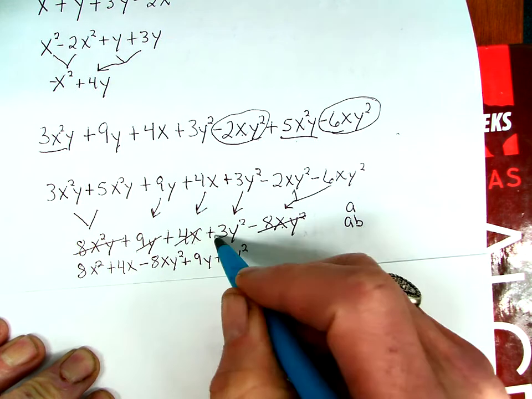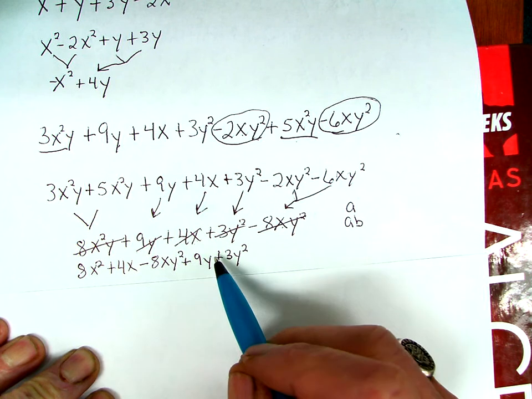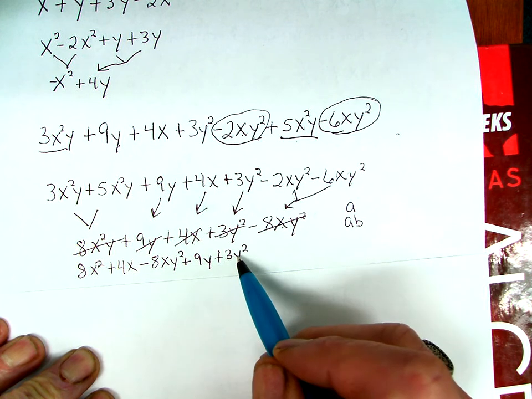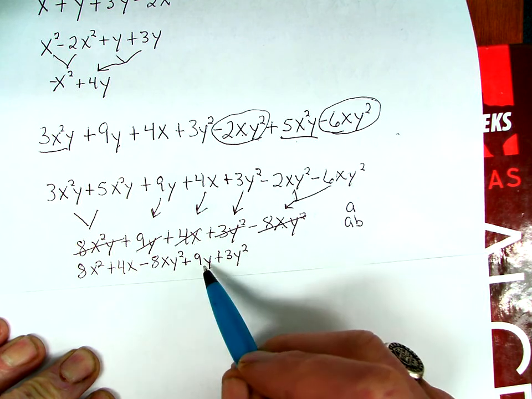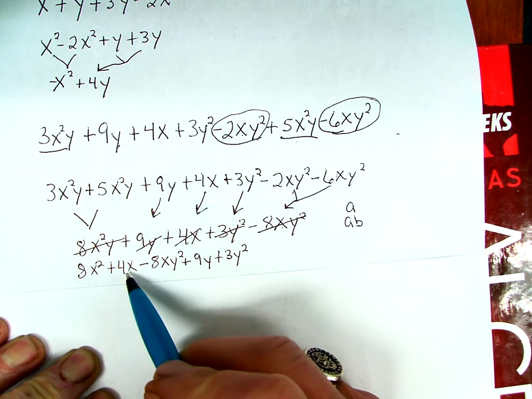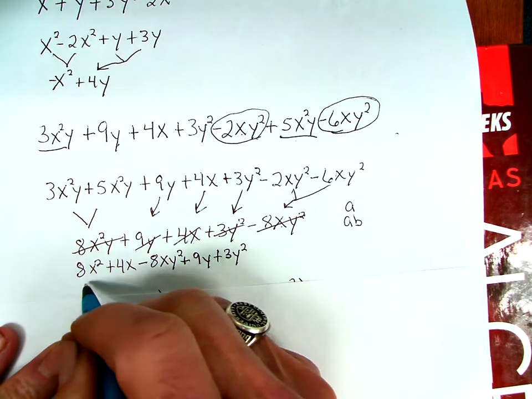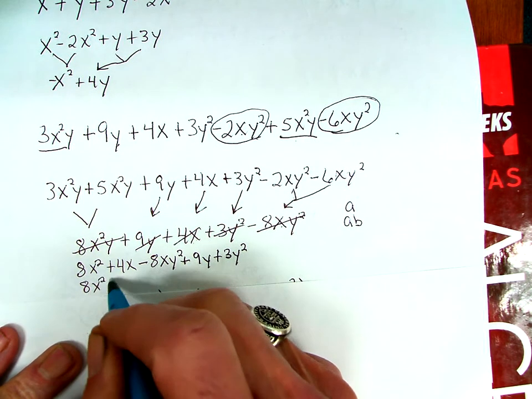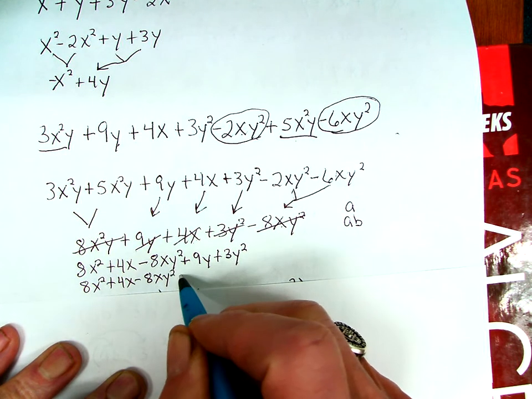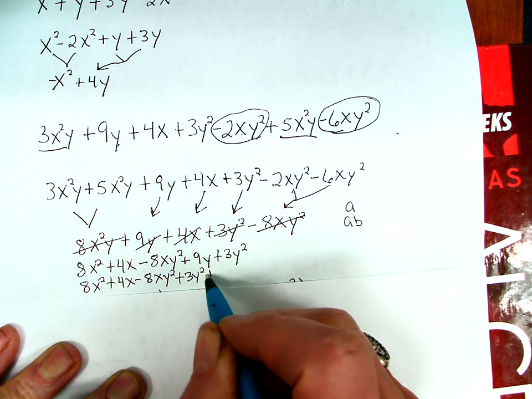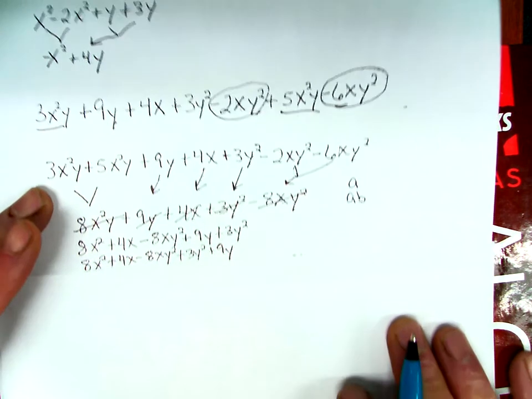Now, the y's, it doesn't matter. And you might ask, how come you wrote 9y before 3y squared? We could just as easily swap those two, but it's the x's that matter. Actually, it would be correct in this example to put the y squared first, so I'm going to go ahead and do that. And there you go. That's the polynomial in the correct order.